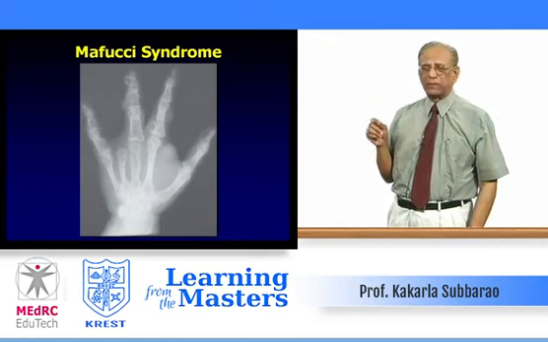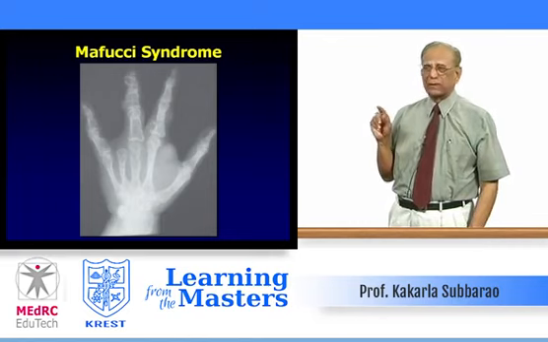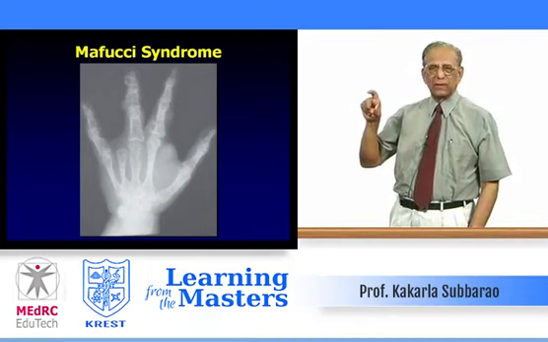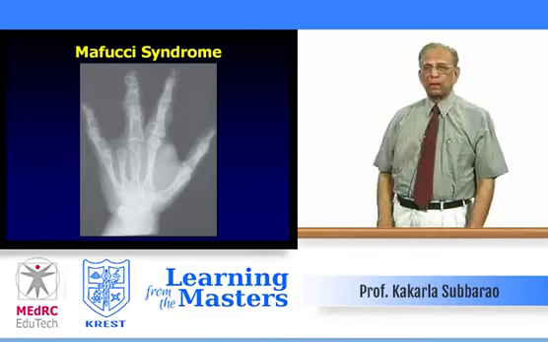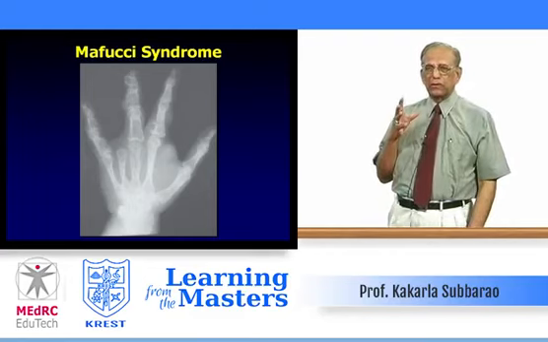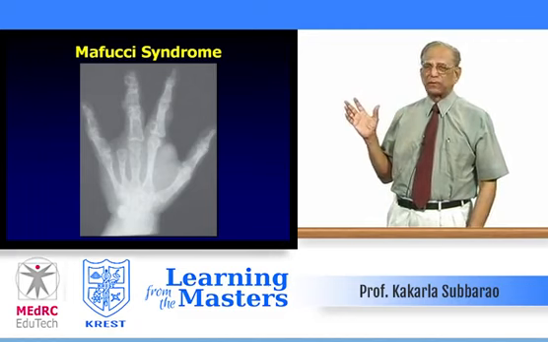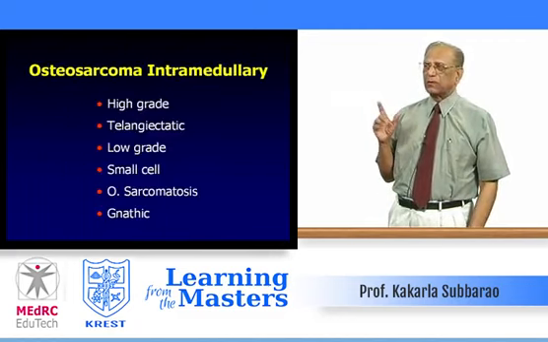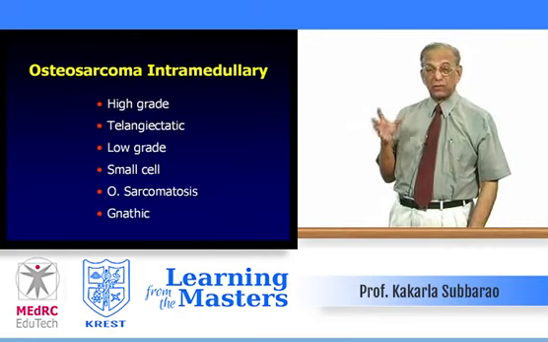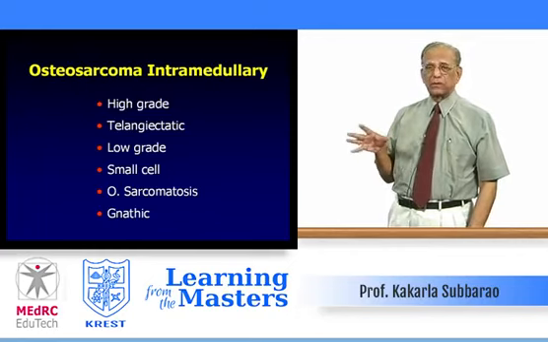For example, here, the third metacarpal, irregular periosteal reaction, lysis. It doesn't look like a solitary enchondroma. This is getting malignant. Now, I don't want to go into the histological types of chondrosarcoma. There are varieties of histological types. And now we come to the intramedullary osteosarcoma. Again, there are about 14 varieties of osteosarcoma. And the most common is the garden variety of osteosarcoma.